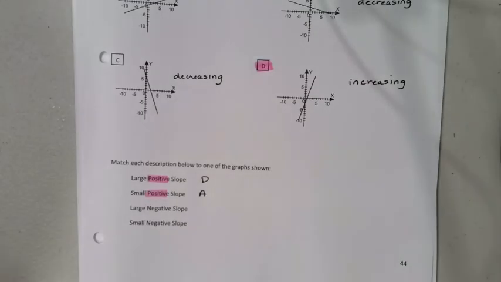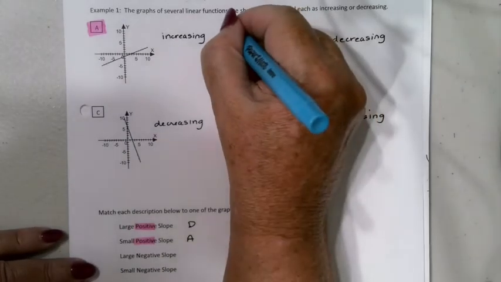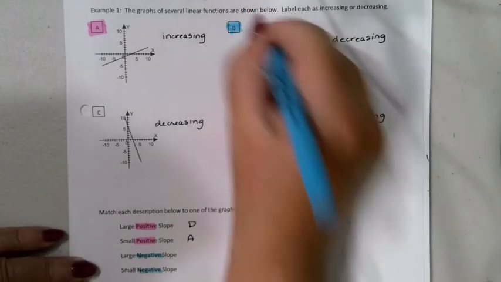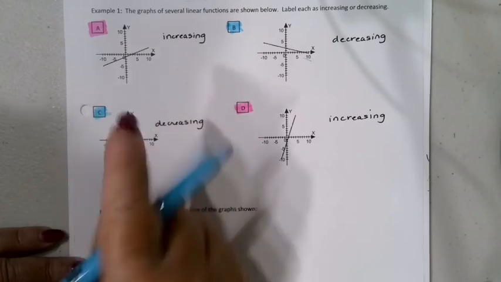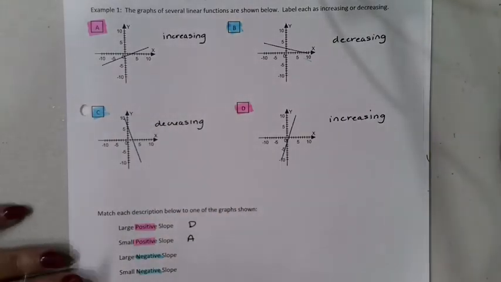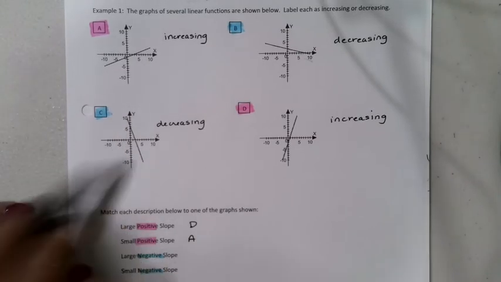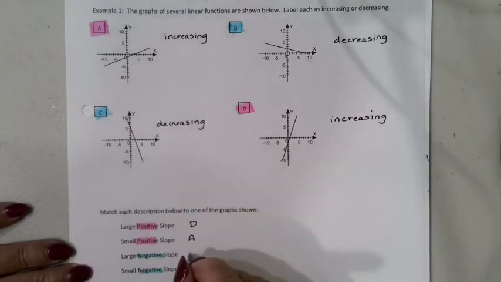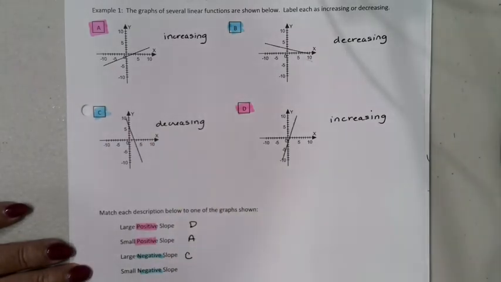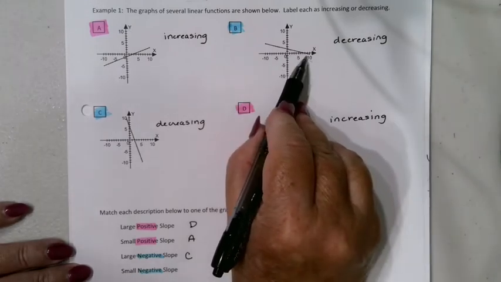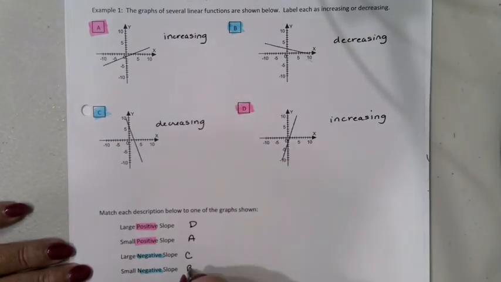All right, the other two, the decreasing ones. The negative slopes are going to have decreasing graphs. And notice again, this one's going down a lot faster, a much larger rate of change, just in the negative direction. So C here is going to have a large negative slope, while B still is decreasing. It still has a negative slope, but not nearly as fast. So it has a small negative slope.